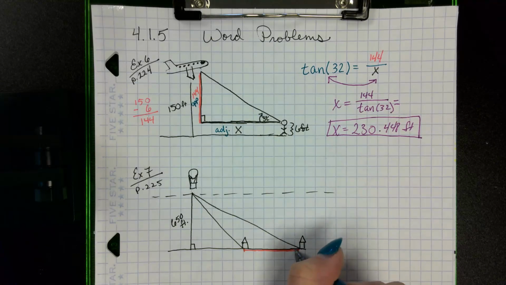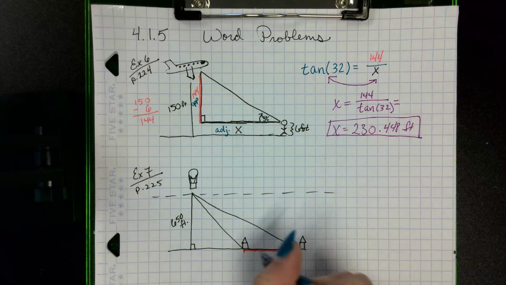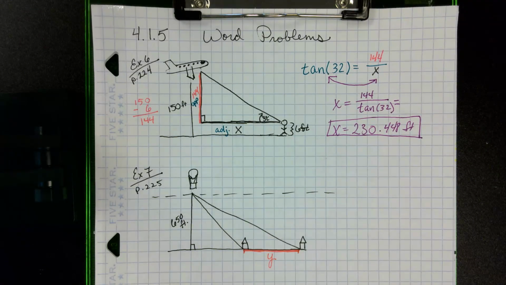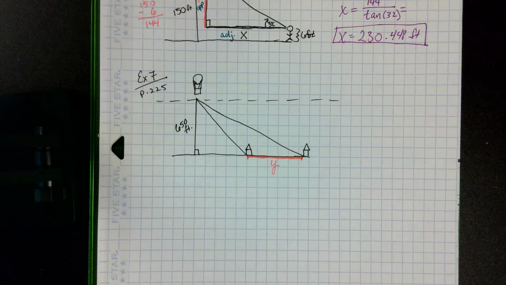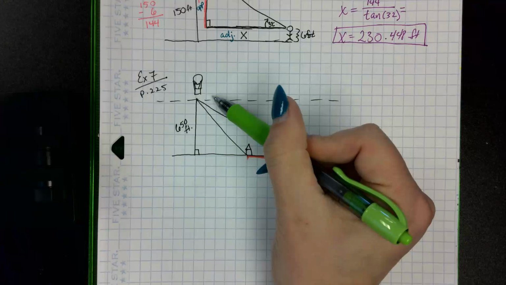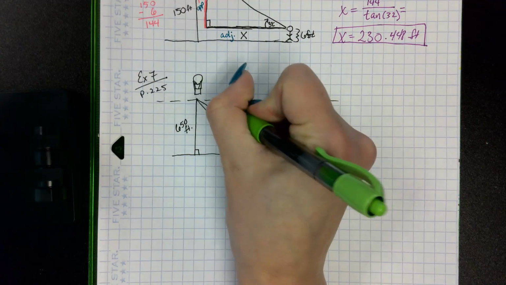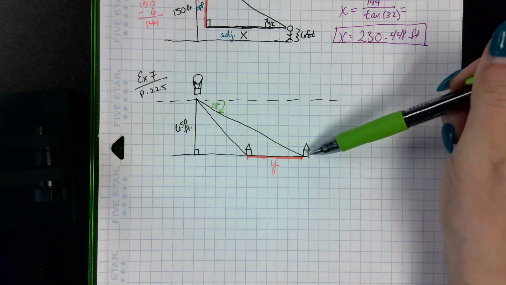It doesn't matter what letters you use, but since I already used Y, I'm going to use Y, just so I don't mess up with what's on my paper. So I'm going to call that distance Y. And I have an angle of depression to the first house. From the horizontal, looking down, is an angle of 28 degrees. And that's the first line of sight to this first house.